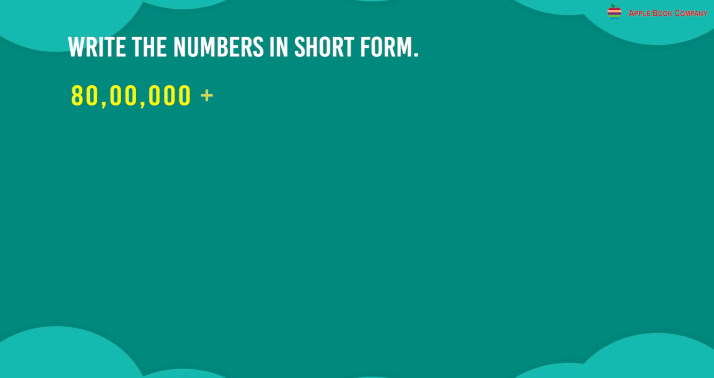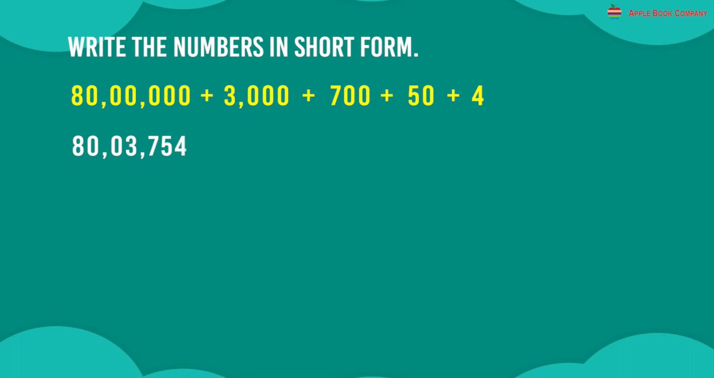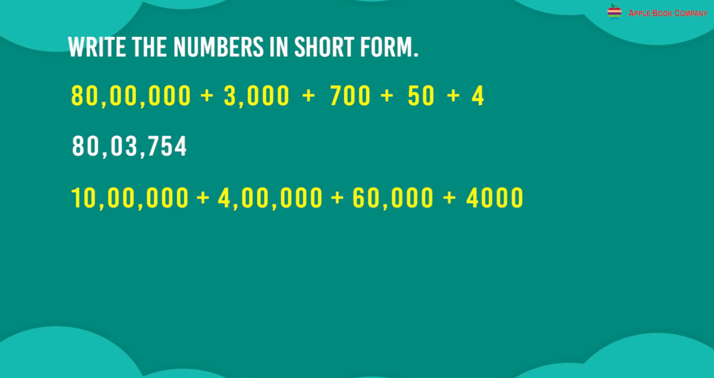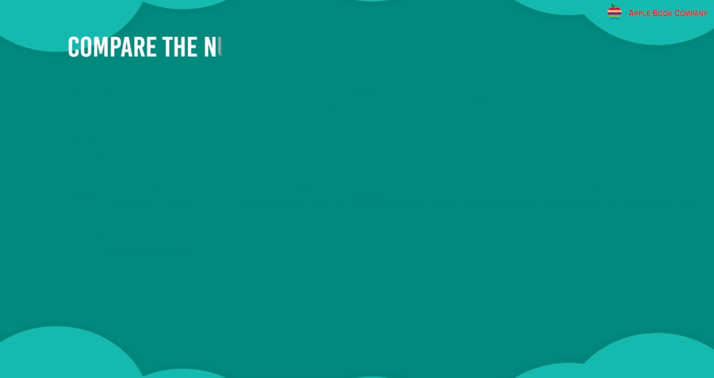80 lakhs plus 3,000 plus 700 plus 50 plus 4 can be written as 80,03,754. Similarly, 10 lakhs plus 4 lakhs plus 60,000 plus 4,000 plus 500 plus 40 plus 6 becomes 14 lakhs 64,546. Compare the numbers using greater than, less than or equal to sign.